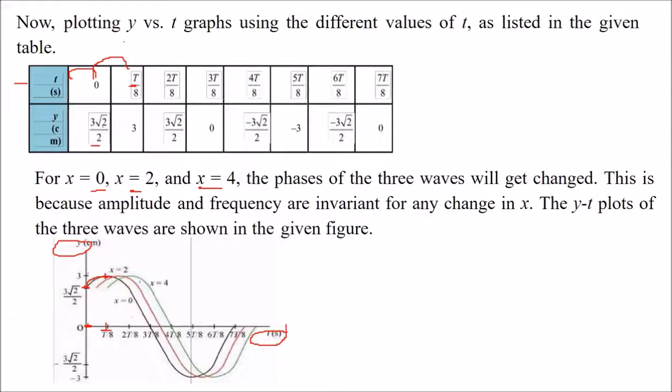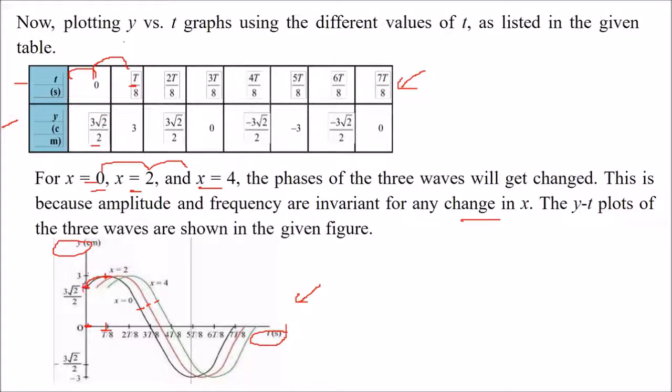So for all these, this is for 1, we have to find it for x equal to 2, x equal to 0, 2 and 4. So there will be three waves like this. So the phase of the three waves will get changed. Why? Because the amplitude and frequency are invariant of any change in x. So the y-t plots of these three waves are shown like this. I hope you got the idea. You have to do it for x equal to 0 first, then x equal to 2.